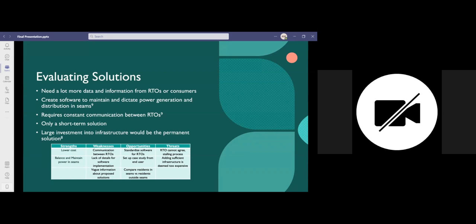The constant communication could also lead to human errors. So all that data gathering would really need a strong, well laid out plan for RTOs to put a better product out, a better power distribution out. A more permanent long-term solution would be a very, very large investment into infrastructure between the seams. This is more unlikely due to RTO debates and the return on the investment yields. Far too often, RTOs can't come to an agreement, which stalls the process. And we hit on that with the problems. But with all that being said, I'll open it up to questions.